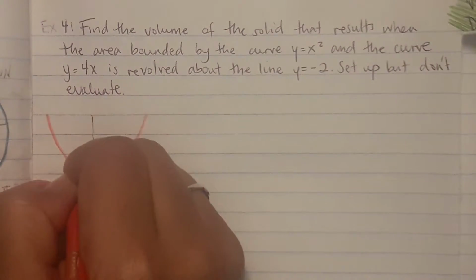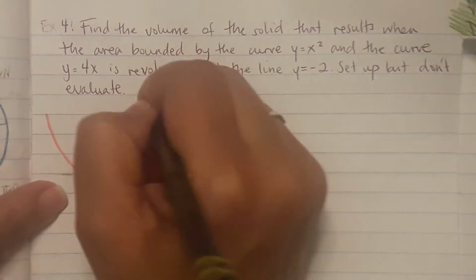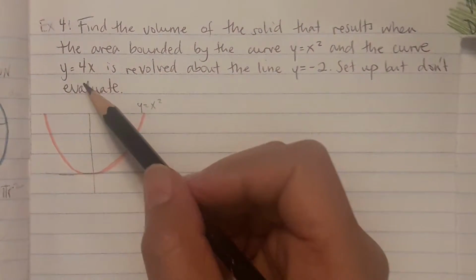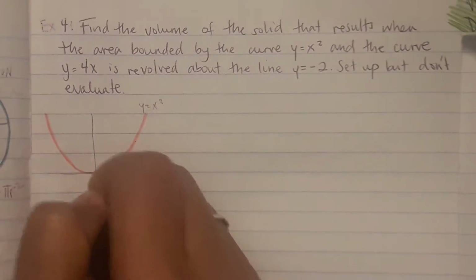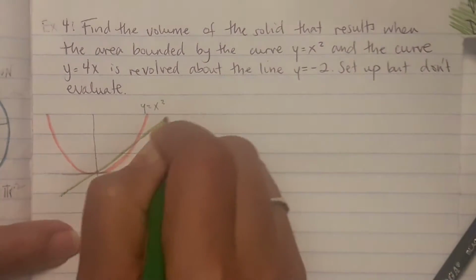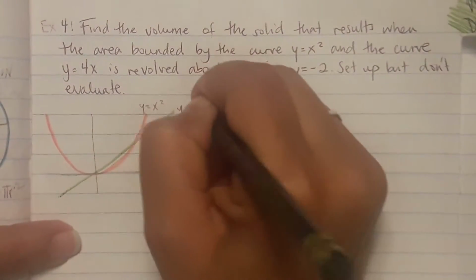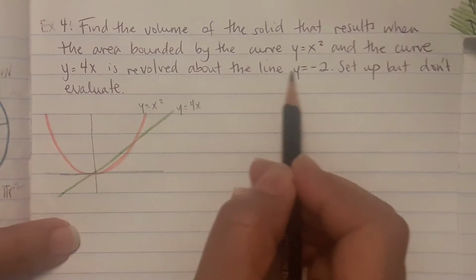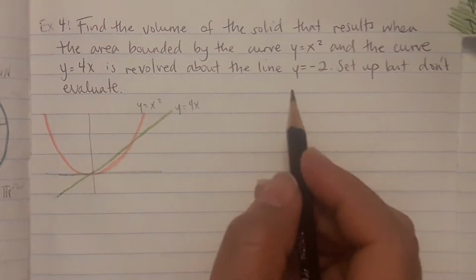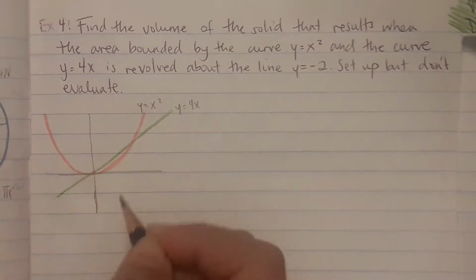So that's what x squared looks like. Then the line y equals 4x, it goes through 0 with a slope of up 4, right 1. And that's rotated around the line y equals -2. So you go to the x-axis, go to -2, and draw a horizontal line.